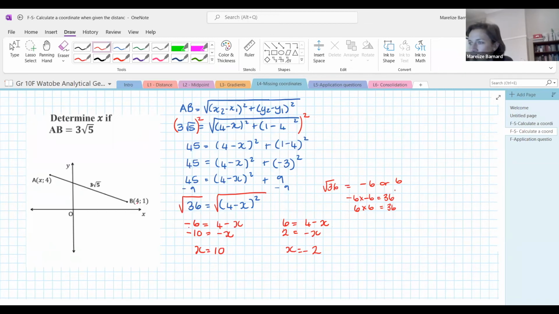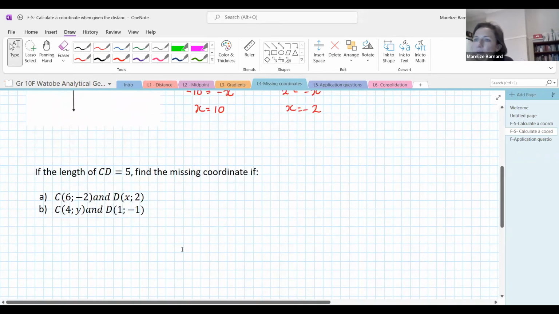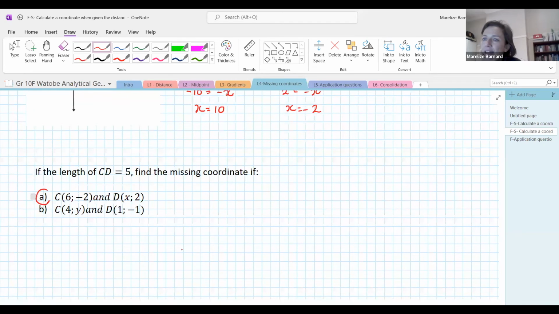Okay. All right, let's do one more, guys. So here's question A. Even if you found this challenging, I do want you to try, even if you just started. It says that CD is 5. Find the missing coordinate if C is (6, -2) and D is (x, 2). Do that question now, and I'm going to give you till 22 for that. If you have more questions, pop them in the chat. Let us know.